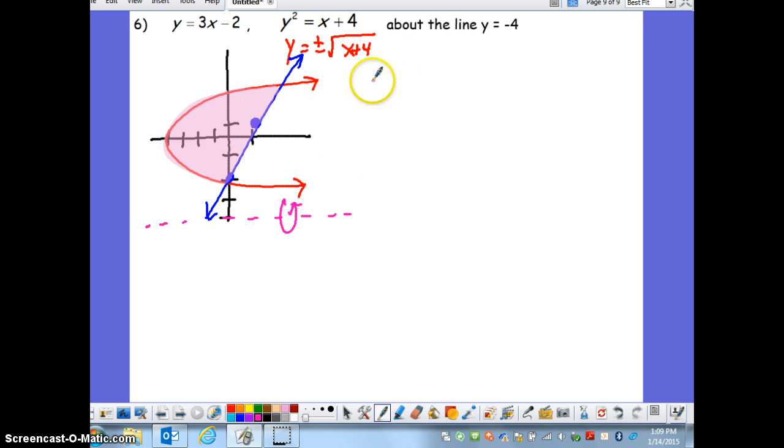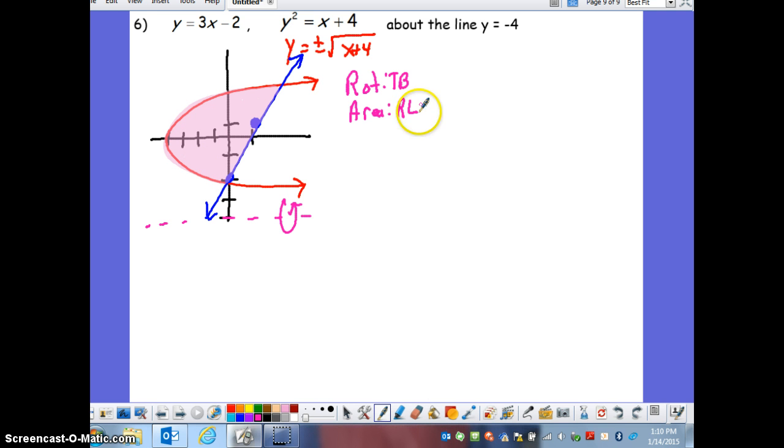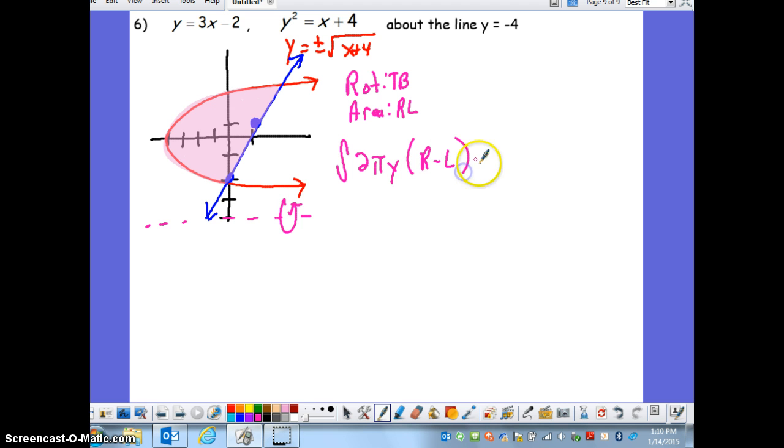That means my rotation here is going to be a top-bottom. My area, we already said, is going to have to be a right-left here. If you take a look at that, you don't want to go from the top to the bottom, you end up coming back on yourself. That's not what we want. So we're going to do this as a shell problem, but this time from the perspective of right-left. That means it's going to be the integral of 2 pi y, right minus left, dy.